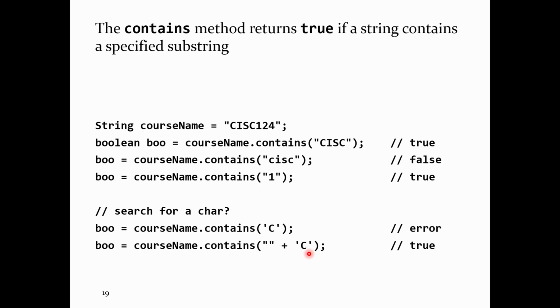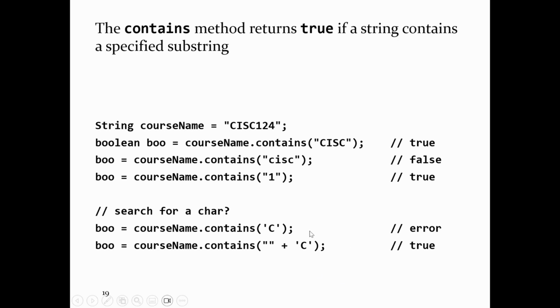So if I want to test if the uppercase C is in the string, I can use string concatenation. Take the empty string, concatenate that with C, and that gives you the string big C. Now you can test is the string big C part of the string? The answer will be yes.